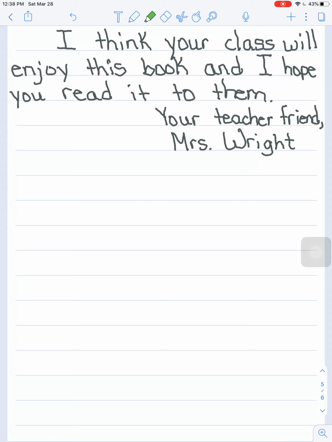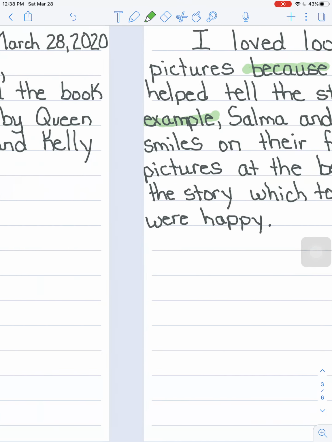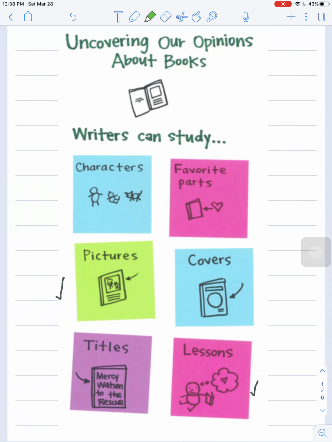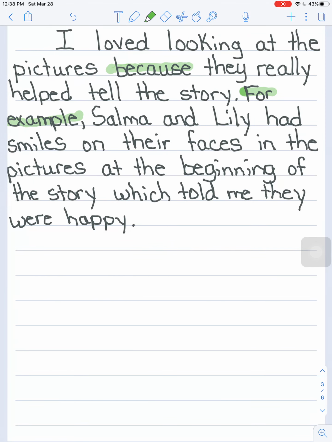Okay, so I want you to go back and finish up your letter. Make sure that you wrote the date and then the greeting, and then you wrote a short introduction, and then you wrote one reason about why you liked the book. So I wrote about pictures in this one. Make sure you include those special words because and try to give an example.